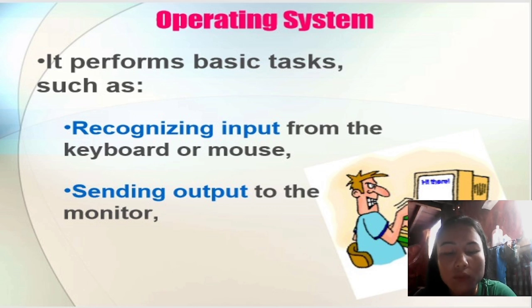For sending output, the example is the OS sends output to the monitor. This is the result of the commands you've given. You see the output on the computer screen: text, images, videos, and more. In the image, the message on the screen is an example of output sent from the computer to the monitor via the OS.